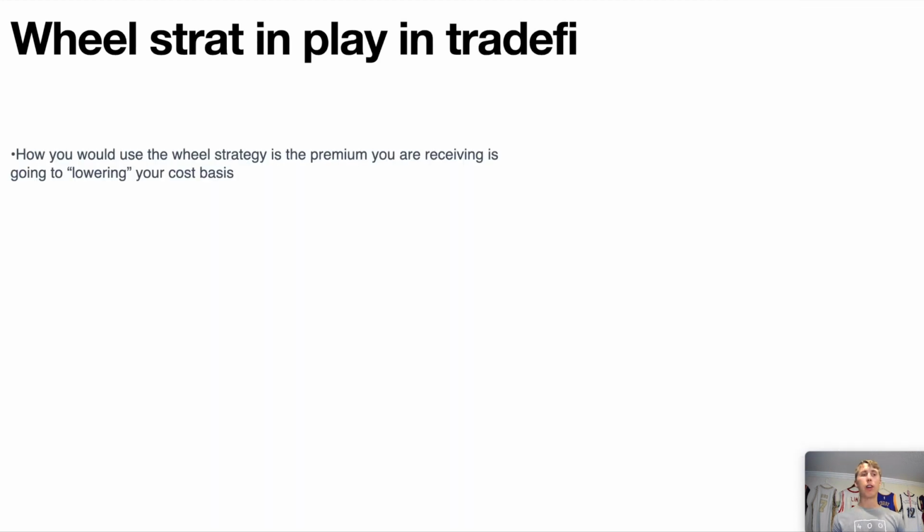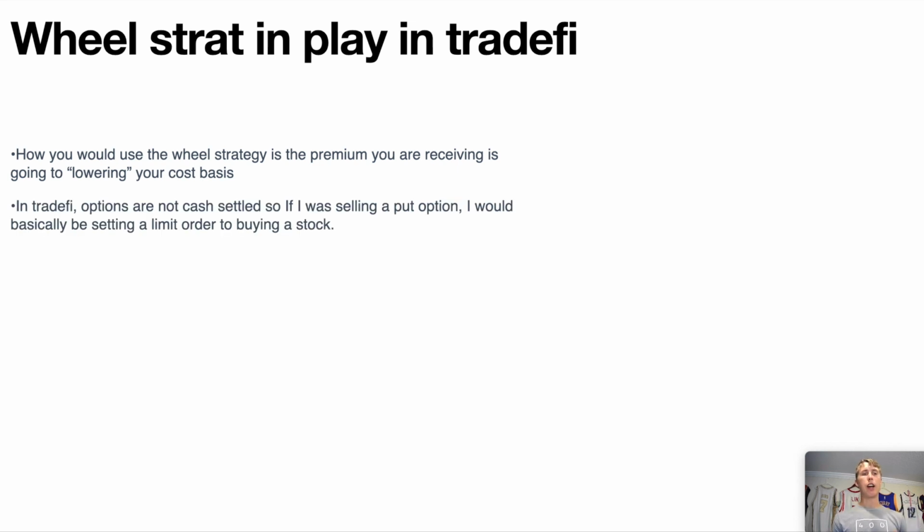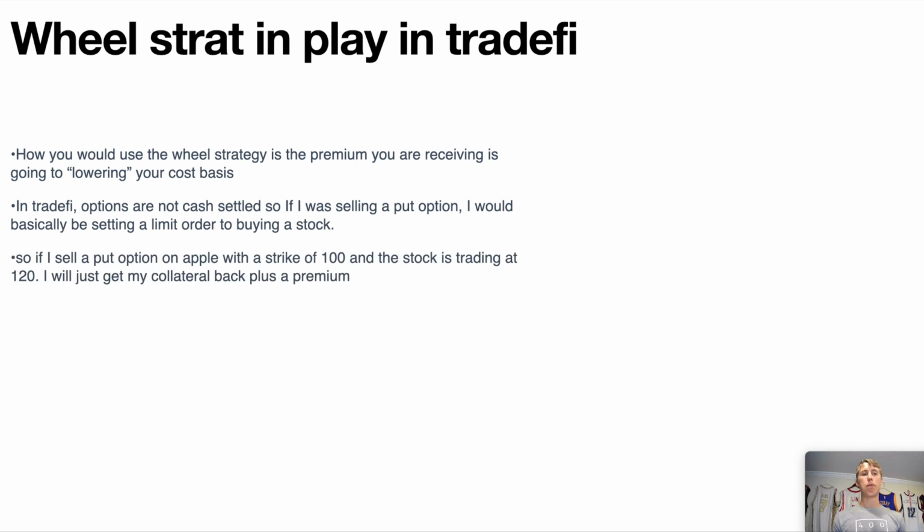Now, this is how the wheel strategy is played in Tradefi. You would use it to lower your cost basis. So in Tradefi, options are not cash settled. So if I was selling a put option, I would basically be setting a limit order to buy a stock. So if Apple is trading at $100 and I sell a put option at $90, that means if Apple drops to $90, I'm buying that stock. My US dollar is going to be swapped for the stock because I put in that put, and of course I earned that premium. I didn't use those prices, but yeah, if you sell Apple with a strike of 100, trading at 120, I get my collateral back plus a premium.